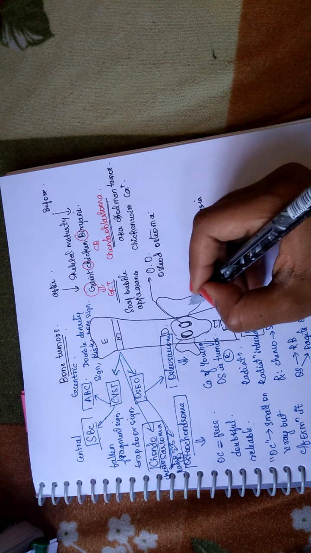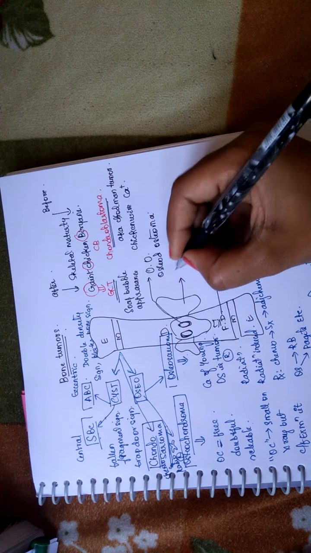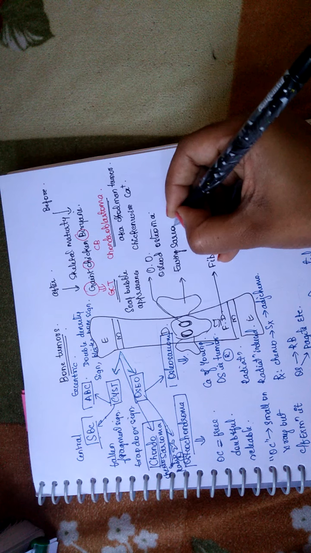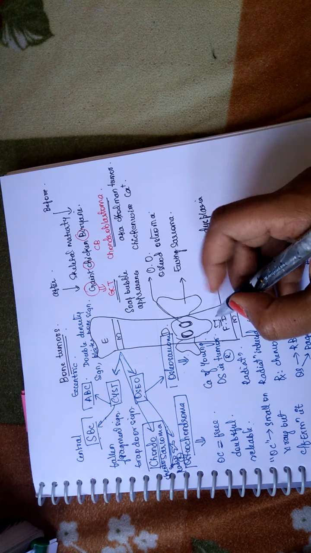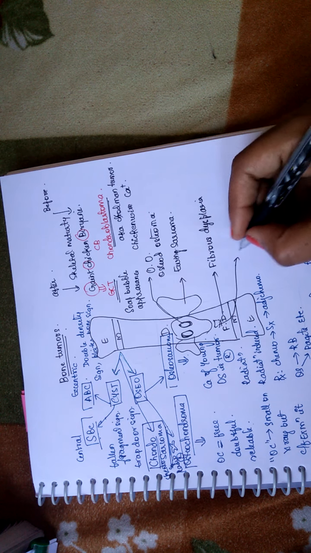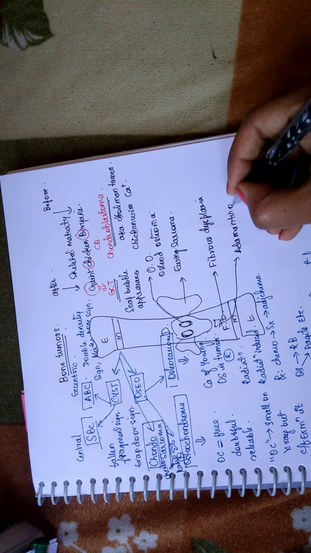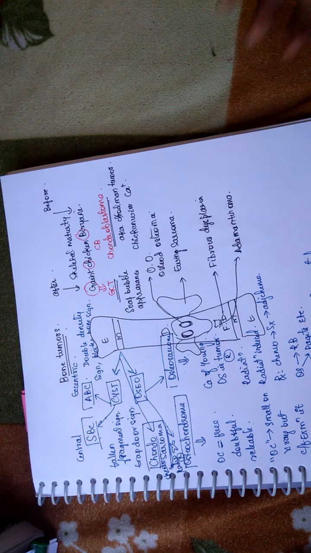And also see the ears are like wings, very, very big. So Ewing sarcoma. And he had Adam's apple, that is adamantinoma. I would like to add a few more points to each of them.